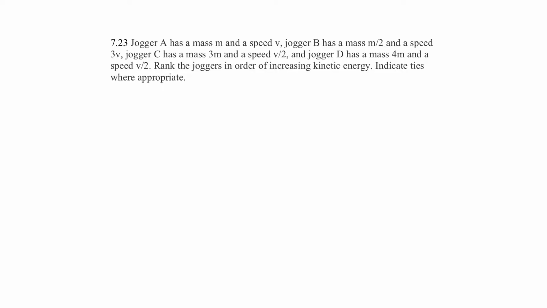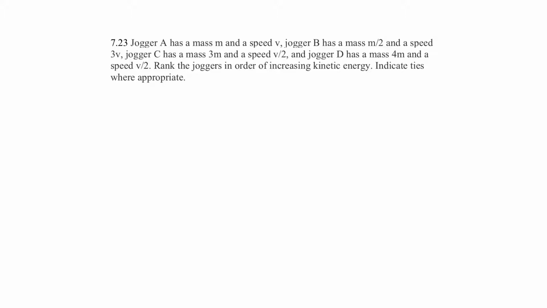Hello, this is Walker Physics, 4th edition, and we are in Chapter 7 on work and kinetic energy, at the end of the chapter, question number 23. Jogger A has a mass m and a speed v. Okay, so I don't see any numbers here.